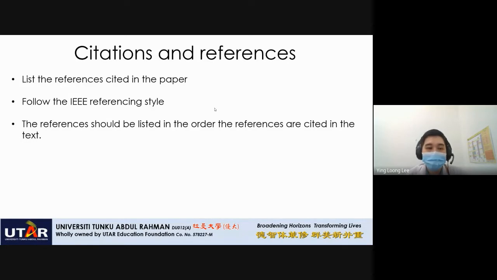Okay, citation and references. For IEEE papers, we use the IEEE referencing style. If you use LaTeX and a BibTeX file, it can actually help you organize. You just need to input the information into the BibTeX file. The references should be listed in the order they are cited in the text, meaning if you have one reference, you introduce it first, then it will be reference 1. Then if you have another reference following reference 1 cited in the text, that would be reference 2. Okay, so it should be in this order.